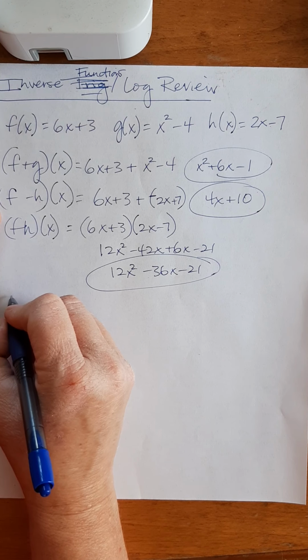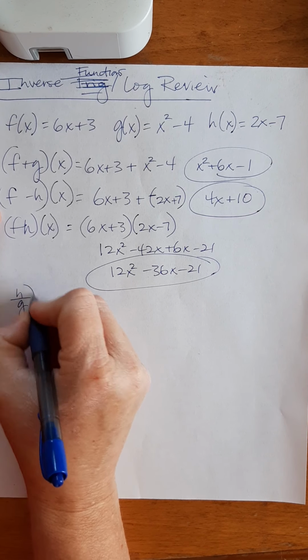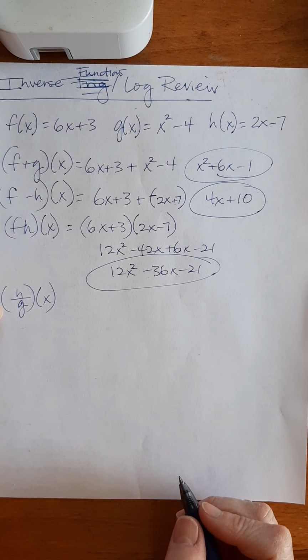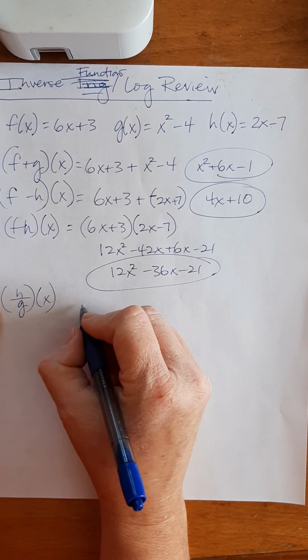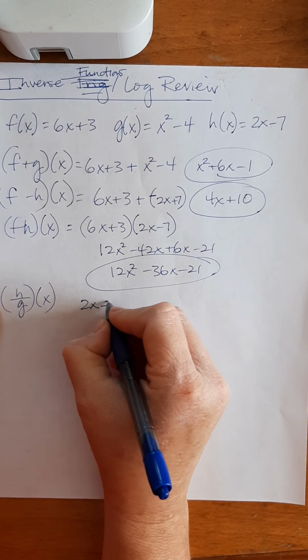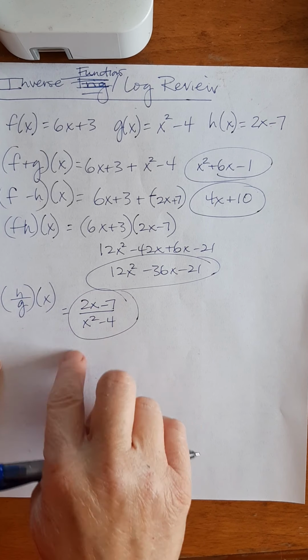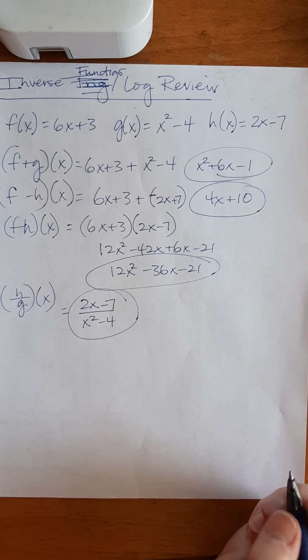And last but not least, let's divide. Let's say h over g. We haven't done that yet. Still remember x, so looking for an expression. H over g. That's all you can do. You can't reduce because nothing goes into all four terms, so you're done.